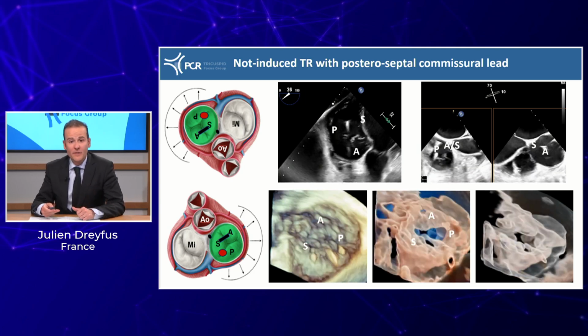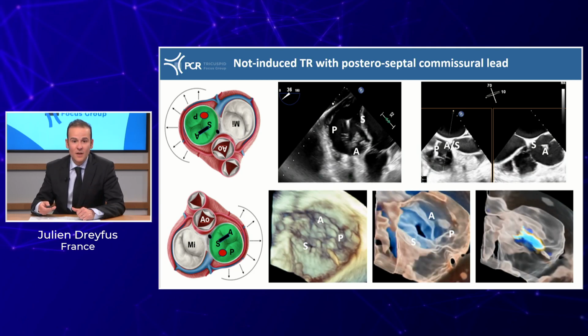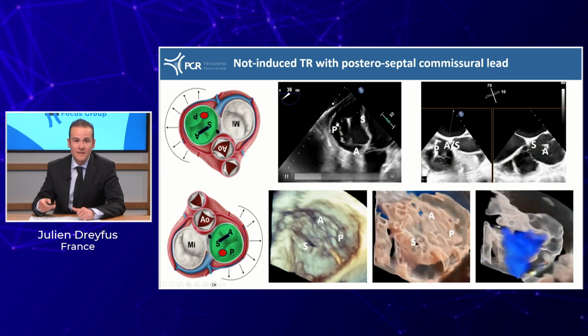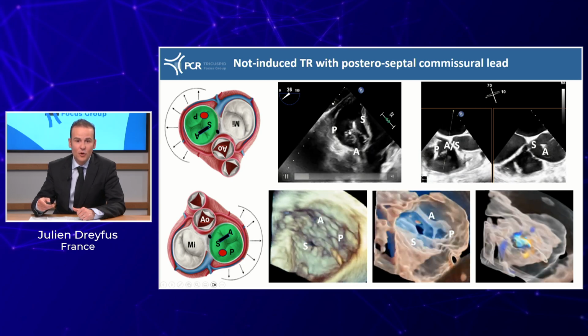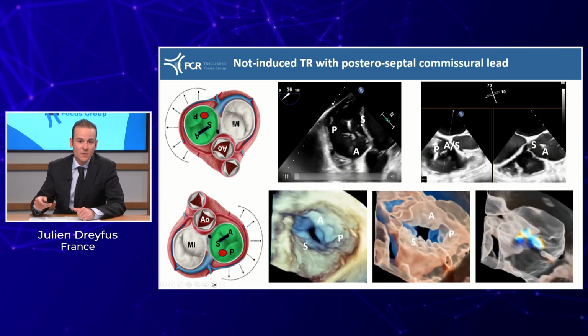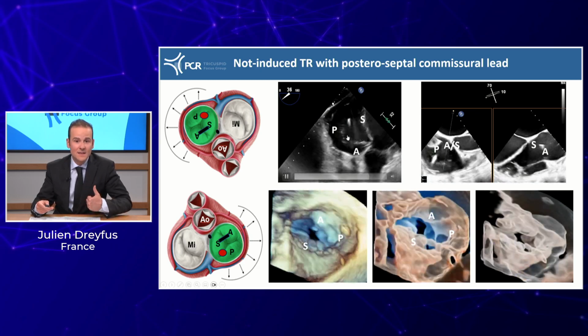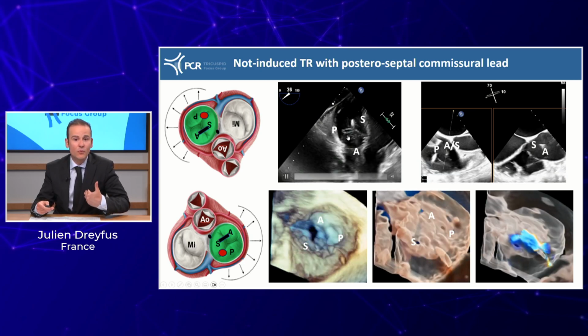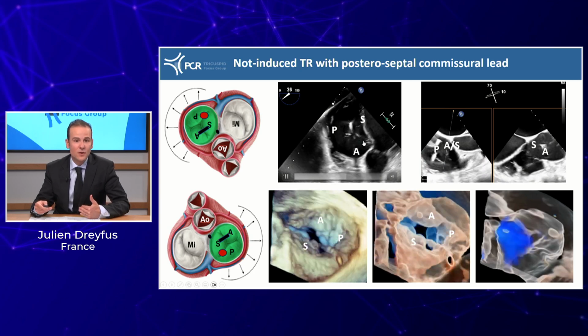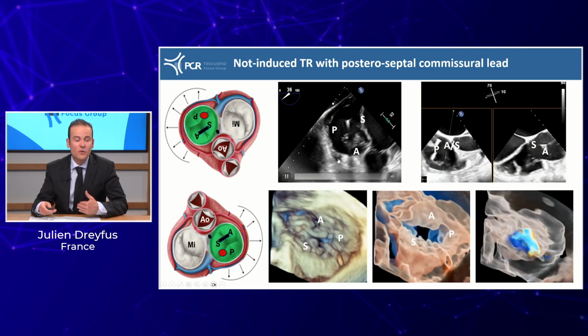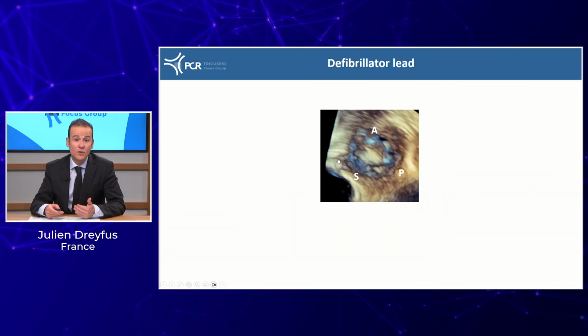On the contrary, you have here probably the best situation with a pacemaker lead that is located in the commissure between the septal and the posterior leaflet, meaning the perfect location because it is not inducing TR and it won't prevent any implantation of the clip at the anteroseptal or even the posteroseptal leaflet, so a good candidate.